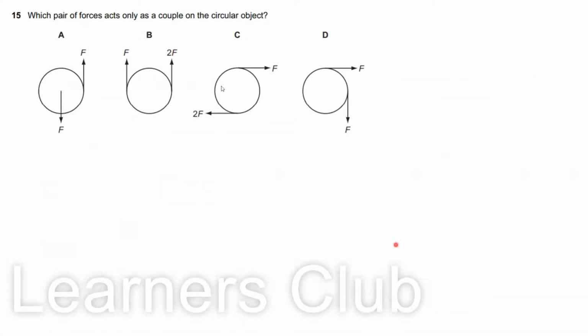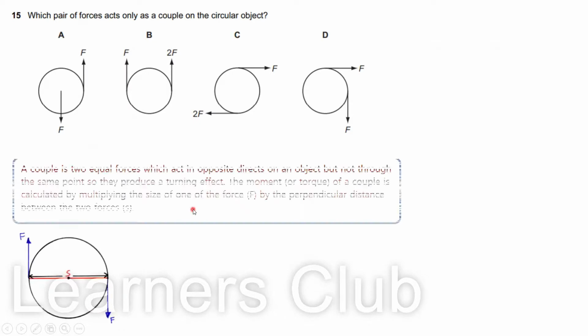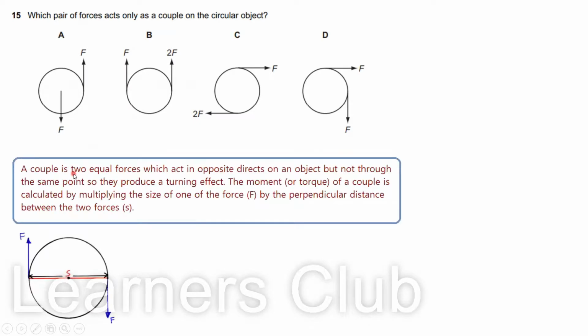Question 15. Which pair of forces acts only as a couple on the circular object? A couple means that two equal forces act in opposite directions with the same magnitude of force. So that is a couple. Now we have to identify the couple here. It should be equal forces but in opposite directions.